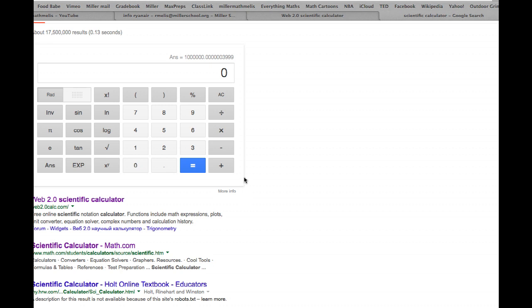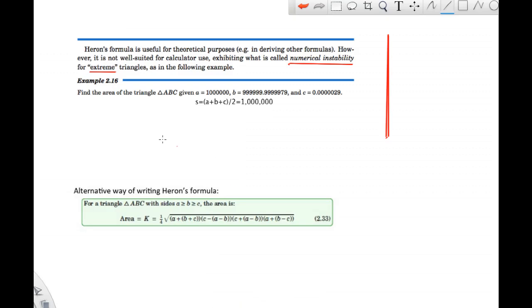So the semi-perimeter would be found by taking the sides. So it's 1,000,000 plus the second side, which is 1,000,000 with a long string of decimals ending in 7 and 9, and then we add the third tiny side as well. We're going to add all those together and divide that by 2, and so I get S is 1,000,000. So that's where S came from, using the calculator.